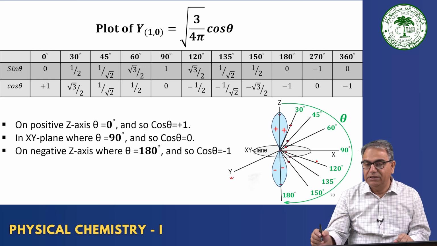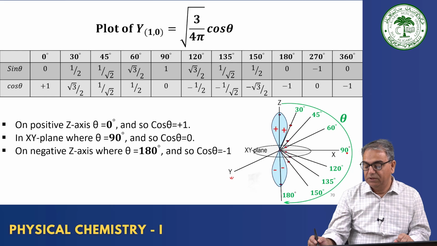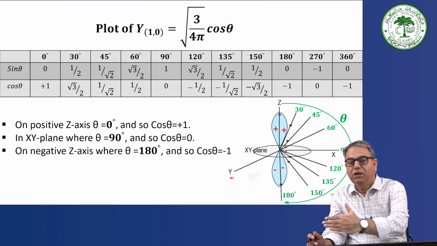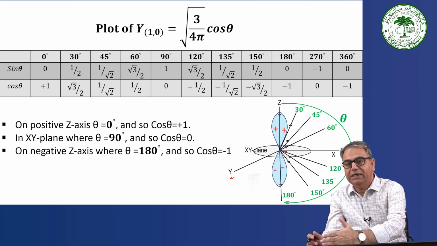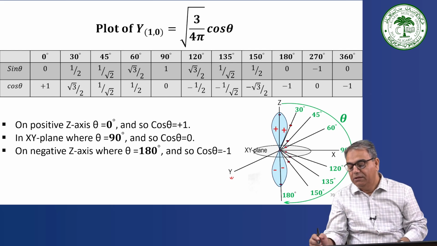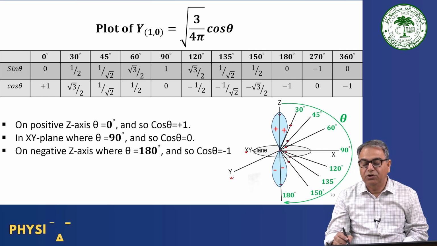So now it is easier for you to see theta in the xy plane. The xy plane is a plane which cuts the board into two on the x-axis. In this plane, since theta is 90 degrees, cos theta will be 0, and on the negative z-axis, theta is 180 degrees, so cos theta is equal to minus 1.